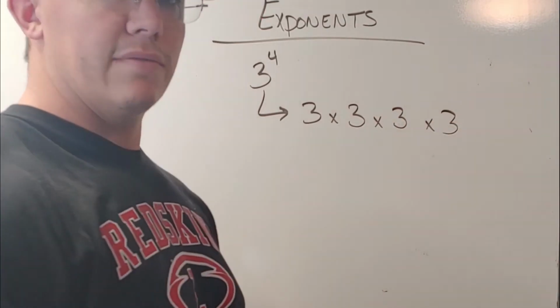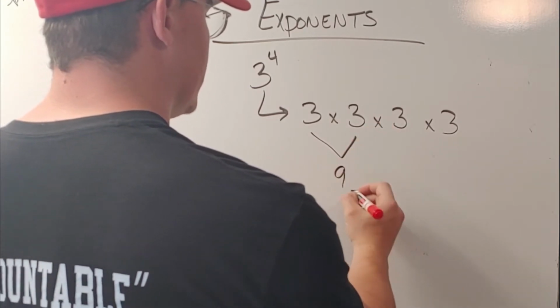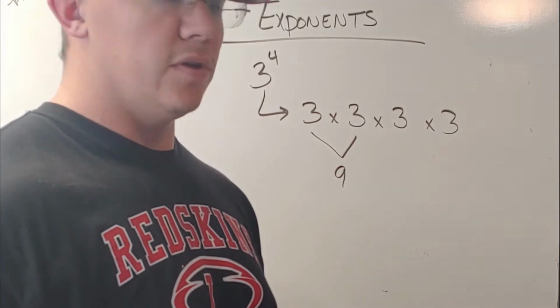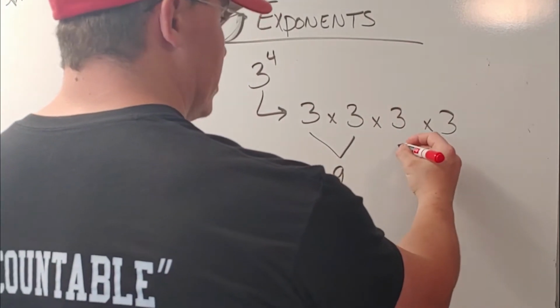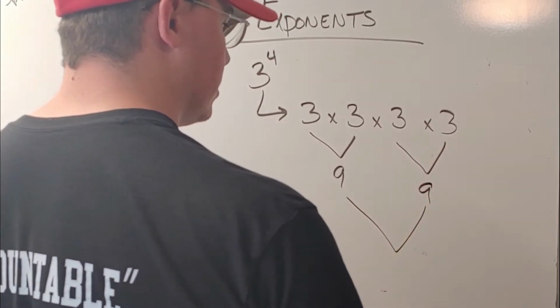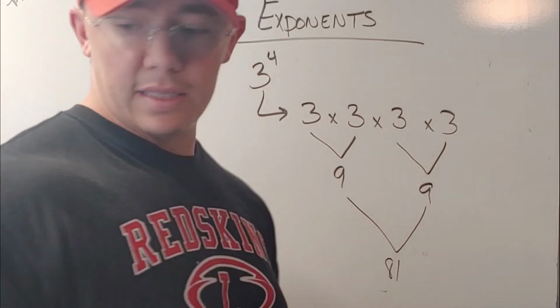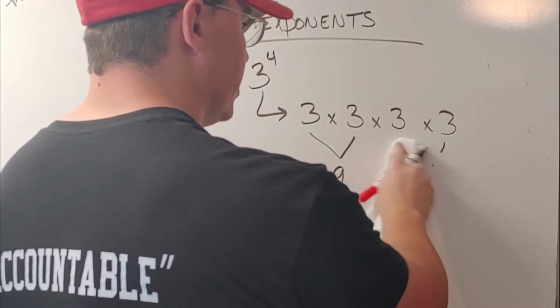Okay, now we just have to follow the order. 3 times 3 is 9. Now, because they're all multiplication, I hope this doesn't confuse you. Me personally, I would do it like this, and then I'd get 81. Now, you may not like that way. If you don't, that's perfectly fine. Whatever fits you best, you can do.